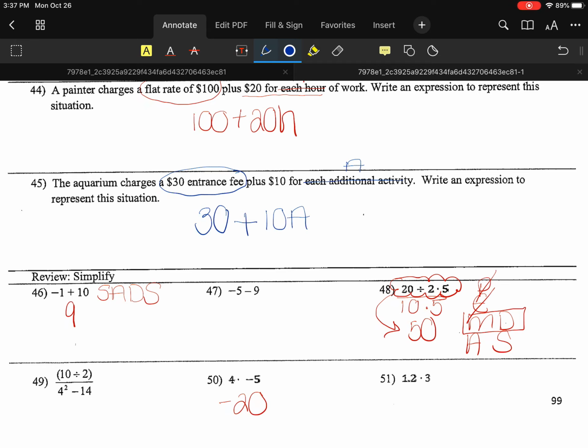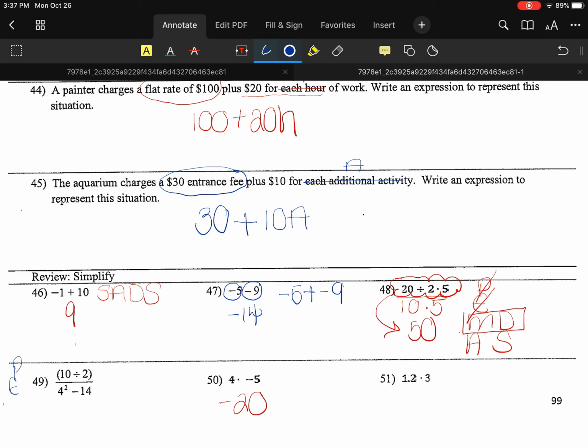Almost there. Number 47, one step. Signs are the same. I add and keep the signs. So this is a negative 14. Some of you might take the extra step and rewrite this subtraction problem as an addition problem. Either way, signs are the same. You're going to end up adding them, or punch it into the calculator because it's a one step.